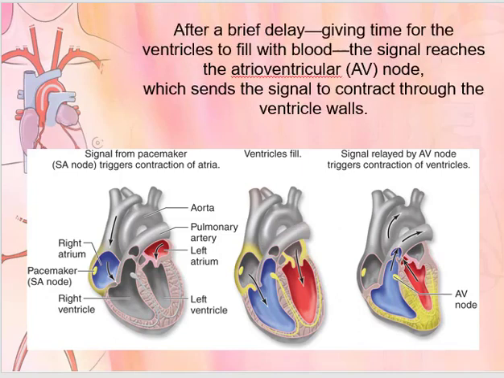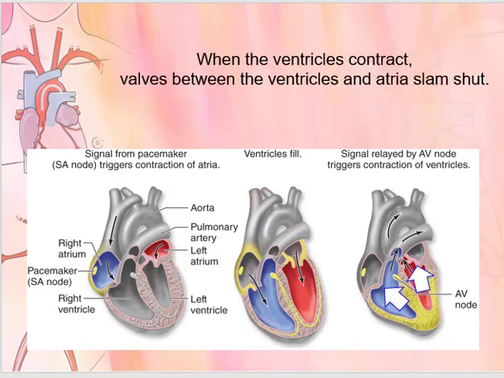Now, this can get out of whack, okay, and can cause problems. If this SA node, the pacemaker node, starts ceasing to function, doesn't function very effectively, you can use medications and even electroshock to try to get this back into whack. All right. This is one of many diseases of the heart. It tends to happen later in life, depending on how healthy your heart is.